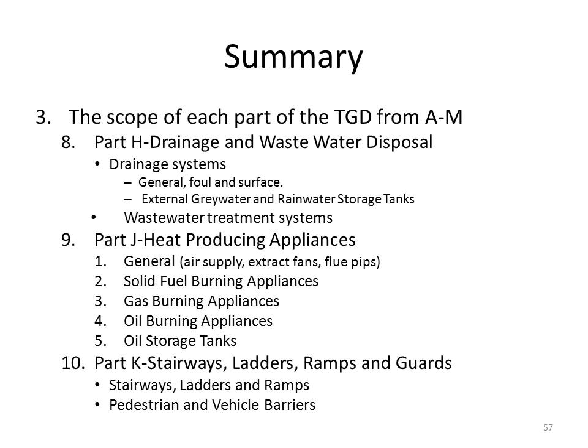Part J, heat producing appliances, covered some general information about air supply, extract fans, flue pipes, solid fuel burning appliances, gas burning appliances, oil burning appliances, and also oil storage tanks. Part K, stairways, ladders, ramps and guards. These covered stairways, ladders and ramps, pedestrians and vehicle barriers.